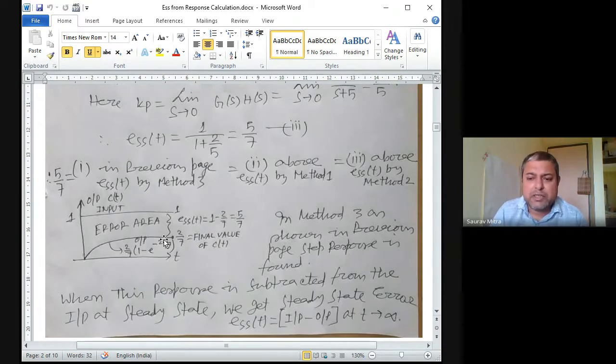So that is the easiest method, there is nothing to understand in it. Just calculate Kp, Kv, Ka, and 1 by 1 plus Kp, 1 by Kv, 1 by Ka, you are finding how much is the error. Whether you understand or not, it works.